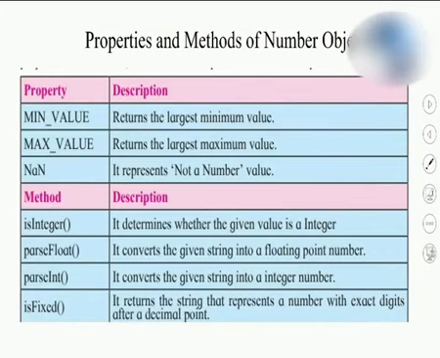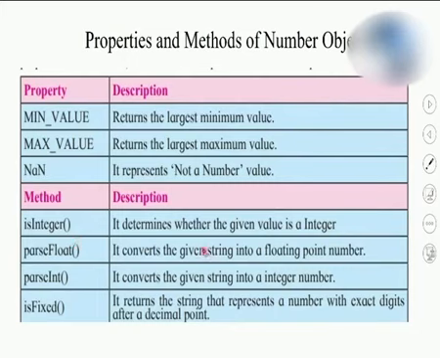NaN represents not a number. You can make use of that by using the isNaN function in JavaScript. It's not specified in this table, so you need to remember the isNaN method. Here there is a typo mistake: you need to remember it as toFixed instead of isFixed. toFixed returns a string that represents a number with an exact number of digits after the decimal point. isInteger tells you whether the given number is an integer value or not.